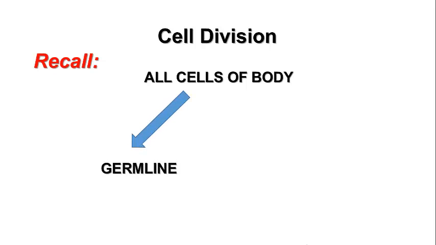The germline is found within the reproductive organs and is dedicated to producing a very special type of cell called a gamete. You are probably more familiar with human gametes being referred to as the sperm and the egg. From now on, you also have to be comfortable with referring to these cells as gametes.